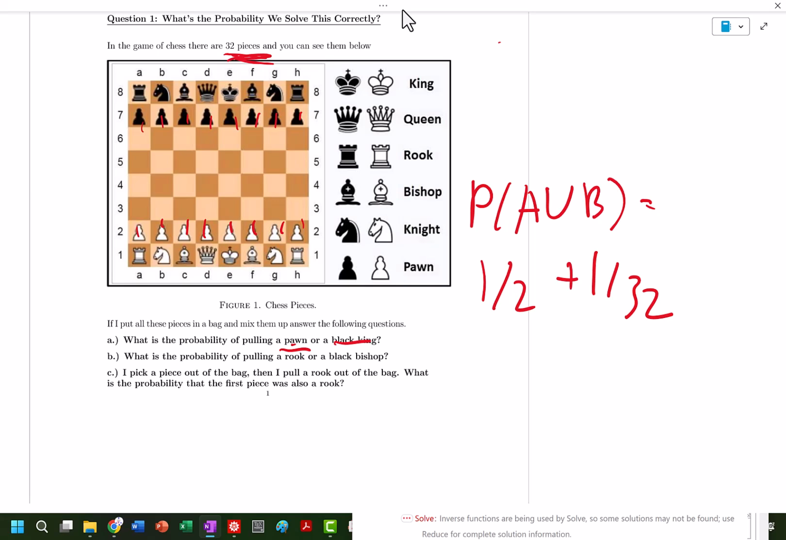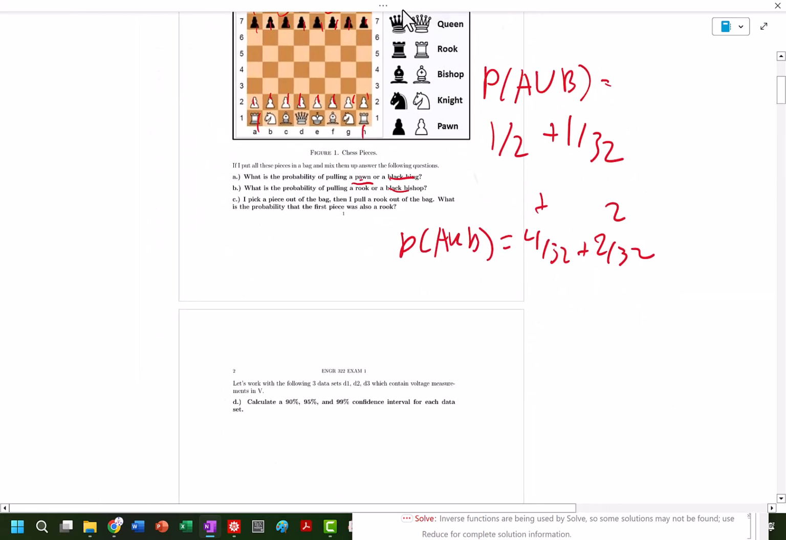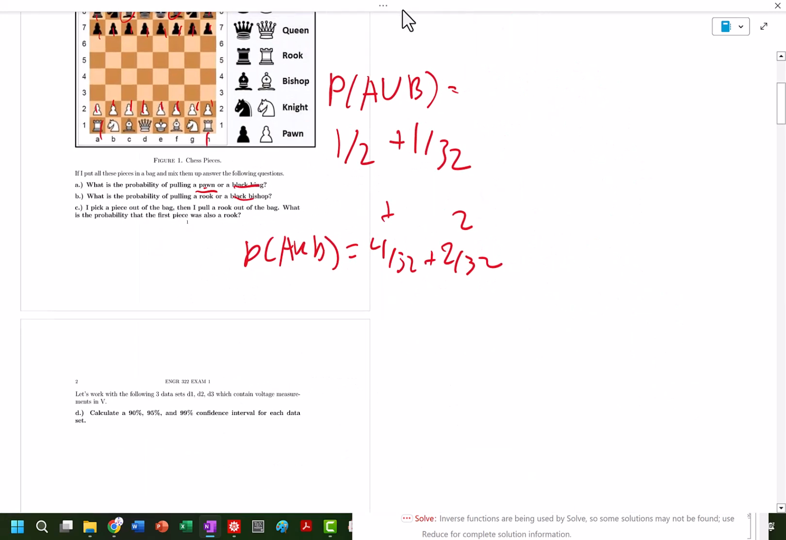What about the probability of pulling a rook or a black bishop? Similar. Black bishop, that's going to be 1 over 32 plus the probability of pulling a rook. Actually, excuse me, let's do this formally. Black king is definitely 1 out of 32. So the probability of A union B: the probability that I pull a rook is going to be what? Rook, 1, 2, 3, 4, 4 over 32 plus black bishop. How many black bishops do we have? 1, 2, 2 out of 32. There you go. Fantastic.